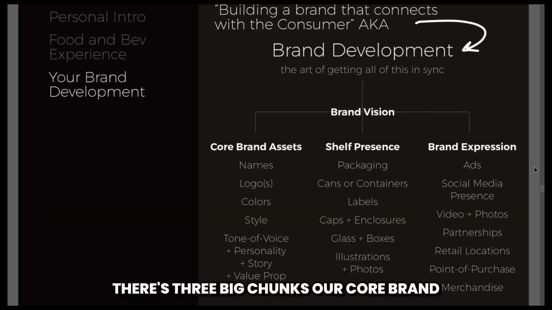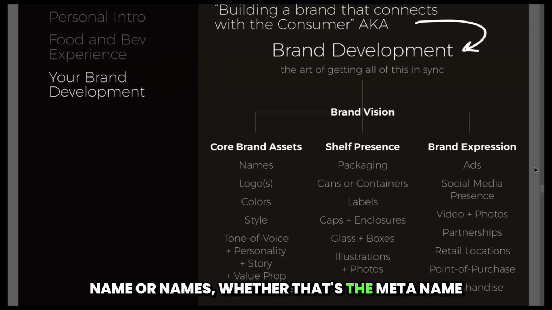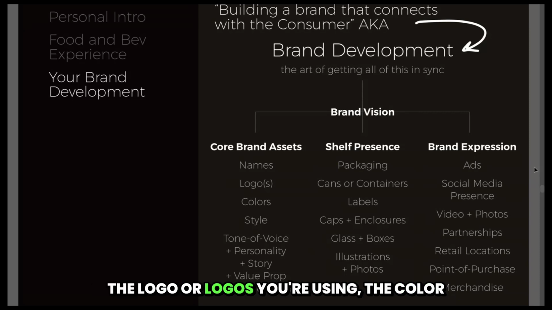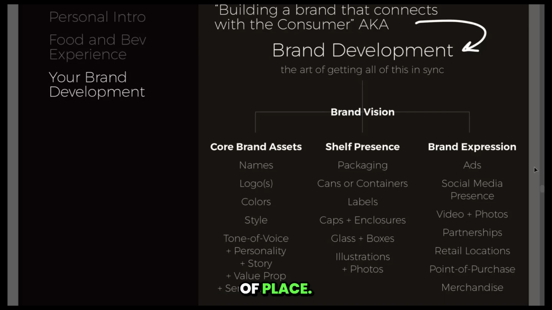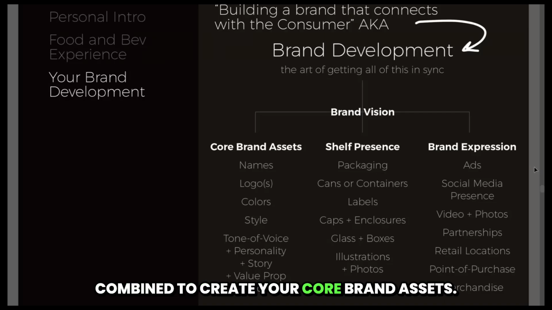There's three big chunks: our core brand assets, our shelf presence, and then brand expression. So whenever we talk core brand assets for, let's say, RTDs, you're talking about your name or names, whether that's the meta name of your whole brand or individual products, the logo or logos you're using, the color palettes of the brand or the products, and then the style, the tone of voice, the personality, the story that goes behind it, your unique value proposition, your sense of place. All of these things are combined to create your core brand assets.